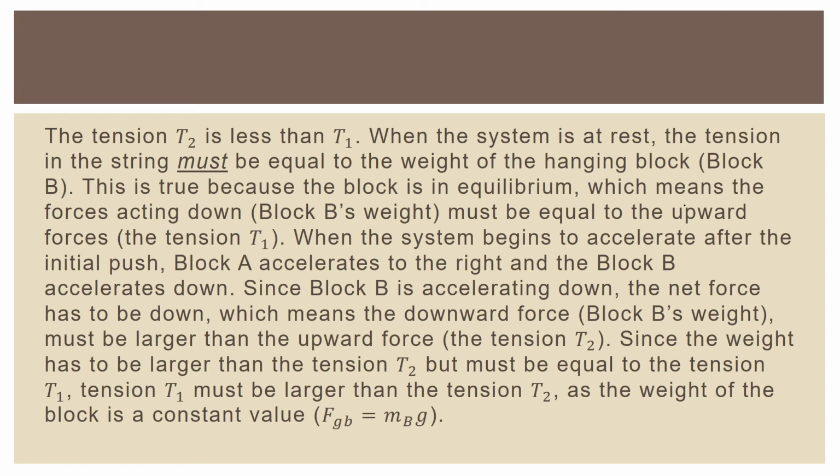When the system begins to accelerate after the initial push, block A accelerates to the right and block B accelerates down. Since block B is accelerating down, the net force has to be down, which means the downward force, block B's weight, must be larger than the upward force, which is the tension T2. Since the weight has to be larger than tension 2, but it must be equal to tension 1, tension 1 must be larger than tension 2. Notice this makes sense because the weight of the block is just a constant value. It's its mass times g.